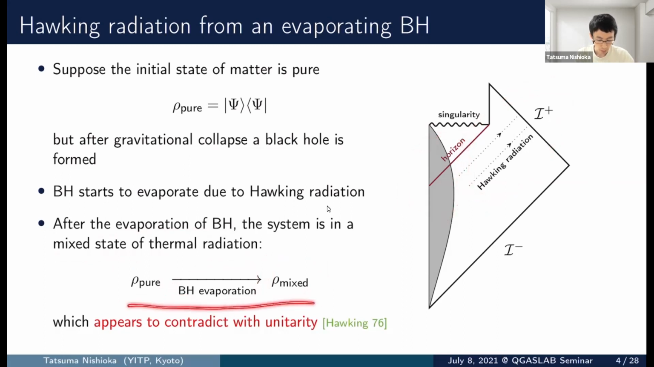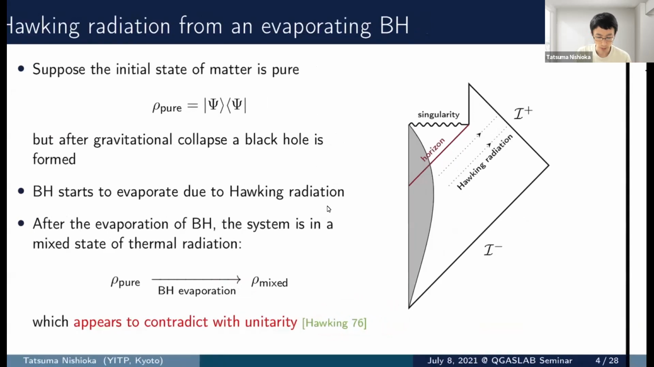This is a paradox because, if the black hole evaporation process is unitary, then a pure state cannot become a mixed state. This is the famous information loss problem posed by Hawking. This is a long-standing problem.